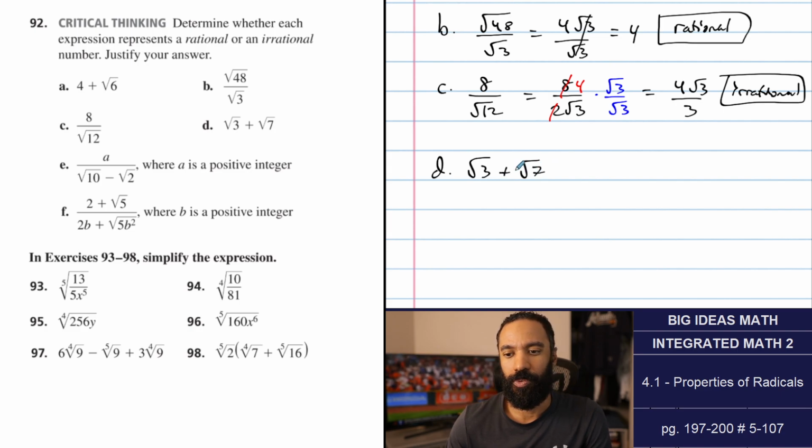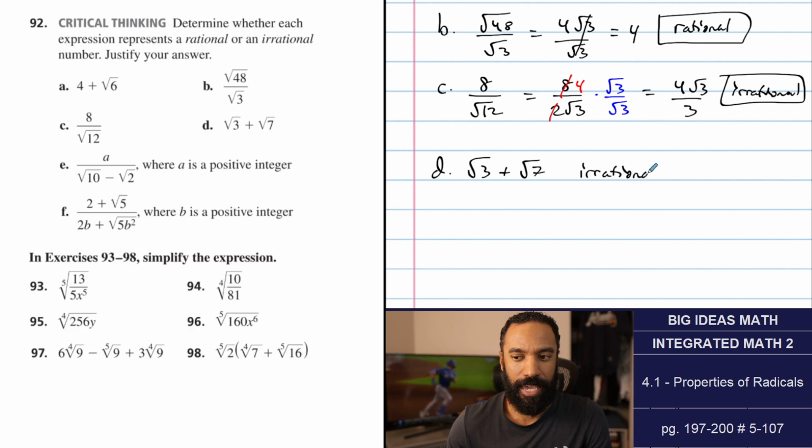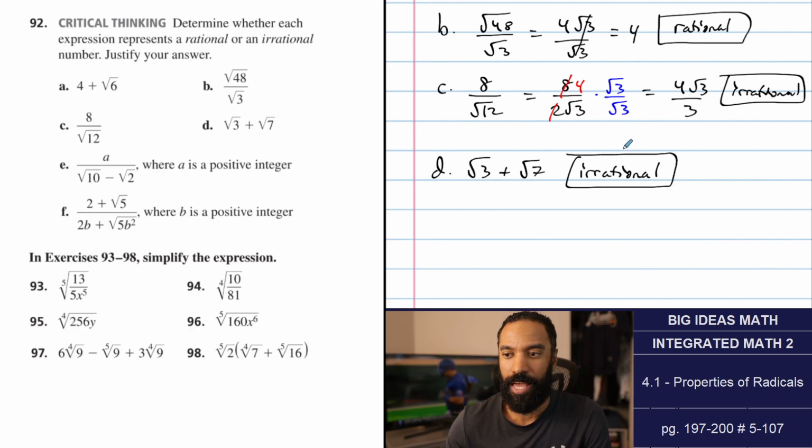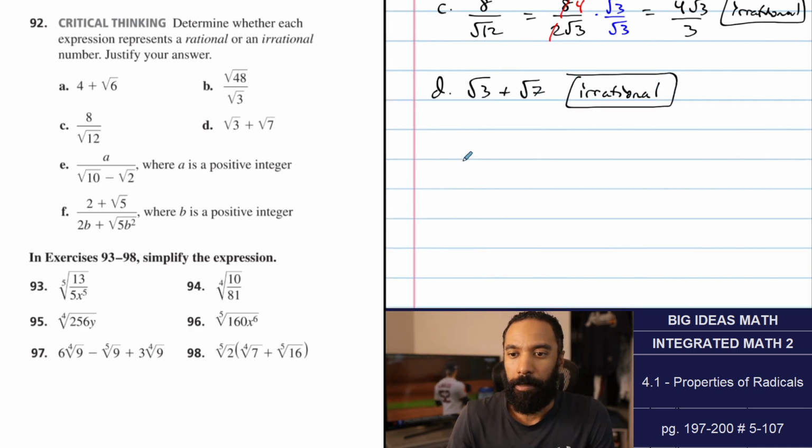Root 3 plus root 7 is irrational. I can't simplify any further. I'm just going to go ahead with that. It's irrational. Part E.